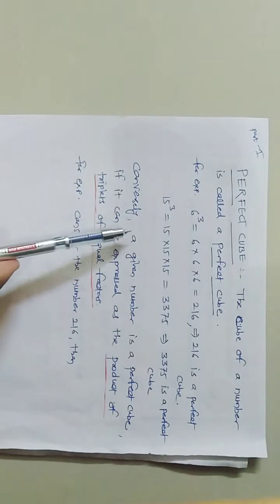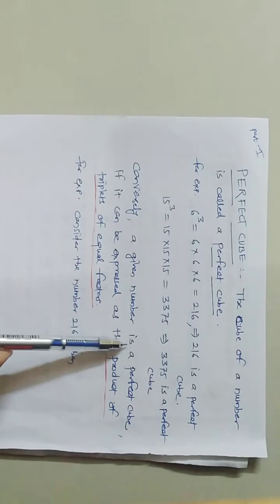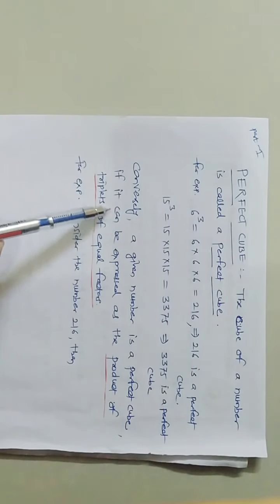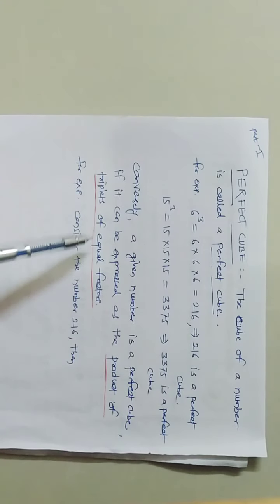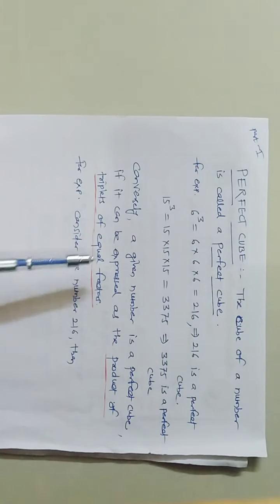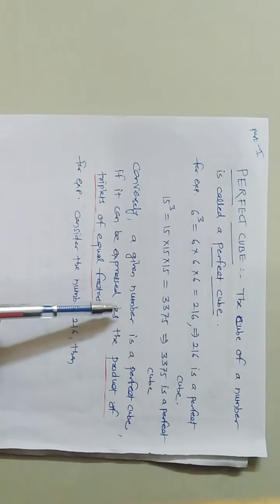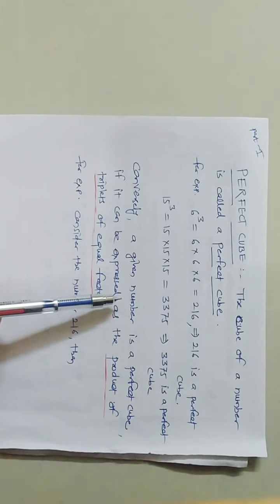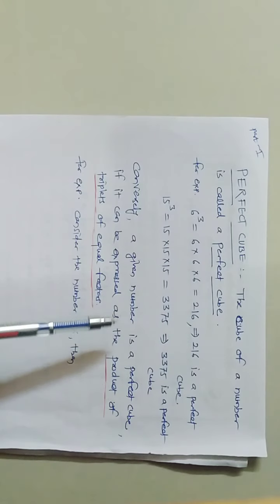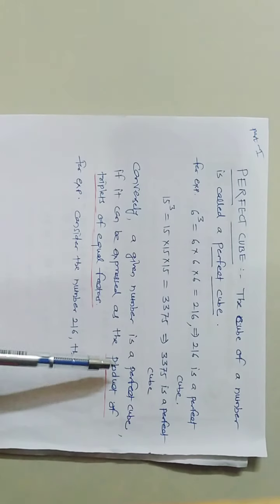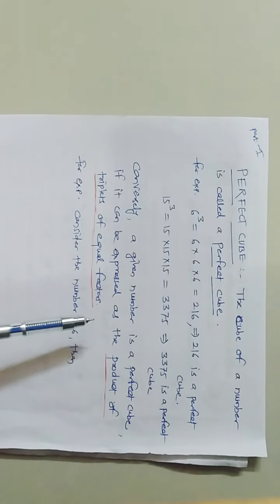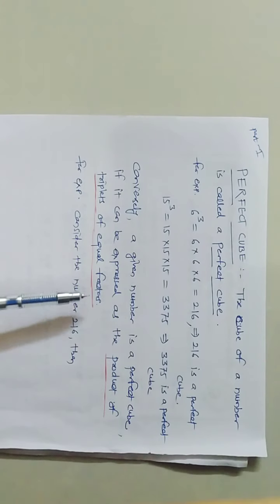Now conversely, a given number is a perfect cube if it can be expressed as the product of triplets of equal factors. See, conversely, what they said: we have to see whether the given number is a perfect cube or not. So the given number is a perfect cube if we can express it as the product of triplets of equal factors.